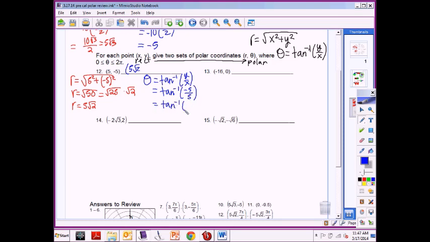I got -0.7. Why are you touching the calculator? I didn't touch it. I got 7. Okay? What this tells you is you need to figure out where this point lies. What quadrant does a positive x and a negative y lie in? It lies in quadrant 4.